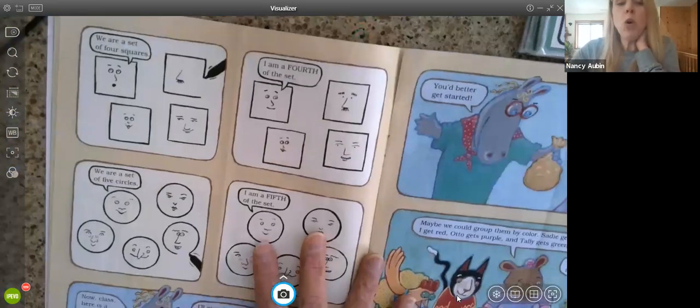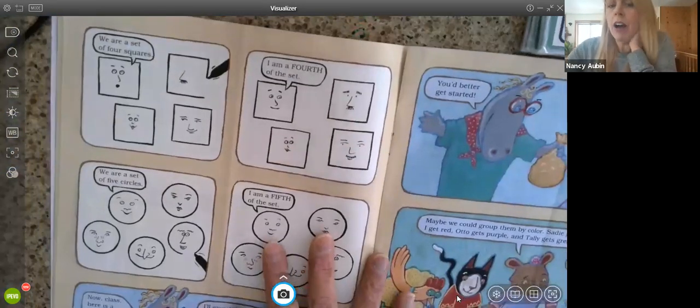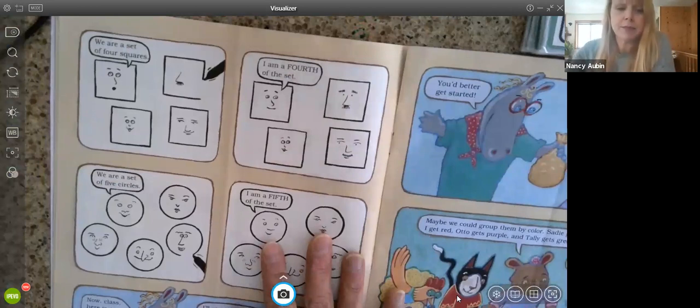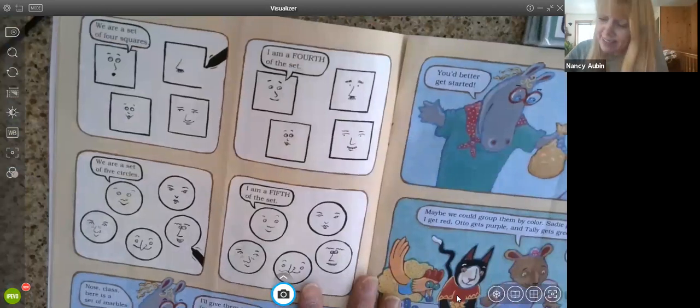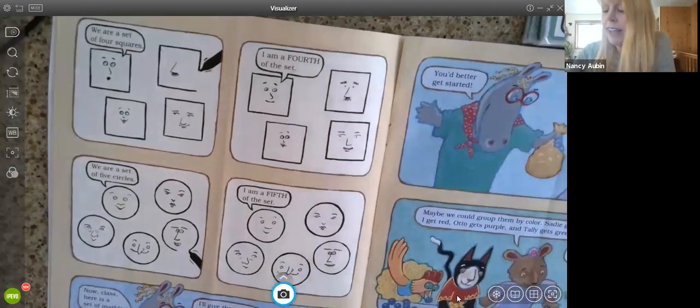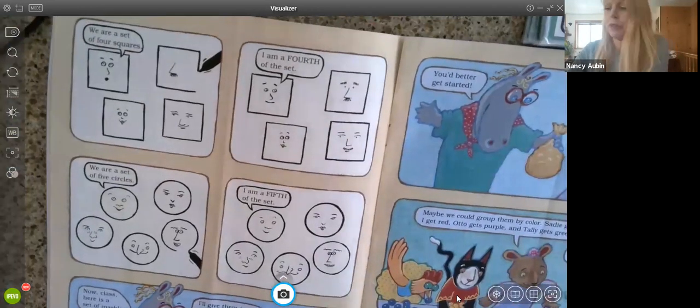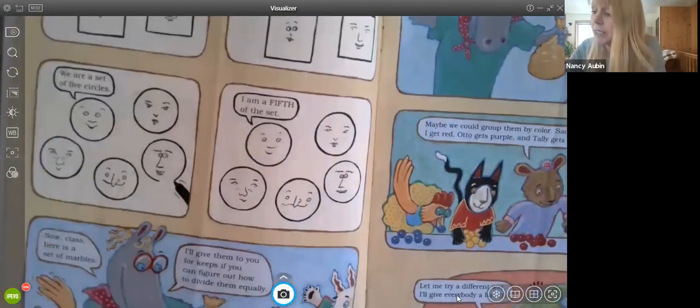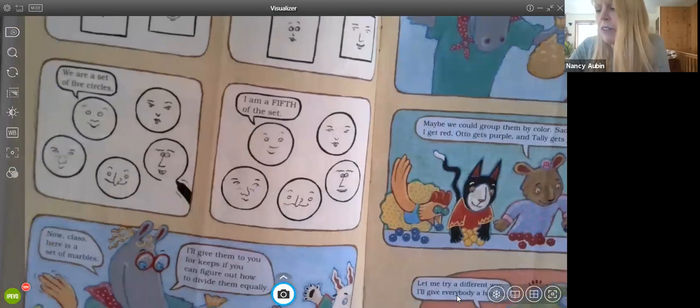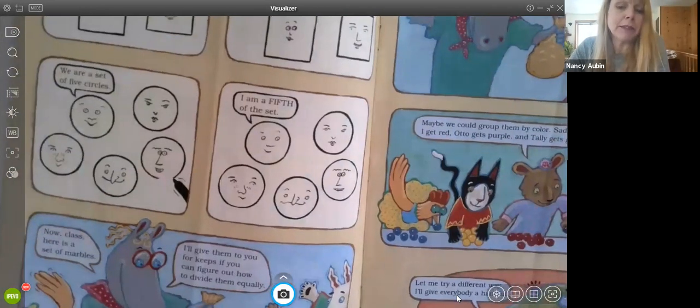We are a set of 4 squares. I am a fourth of the set. We are a set of 5 circles. I am a fifth of the set. Now, class, here is a set of marbles. I'll give them to you for keeps if you can figure out how to divide them equally.